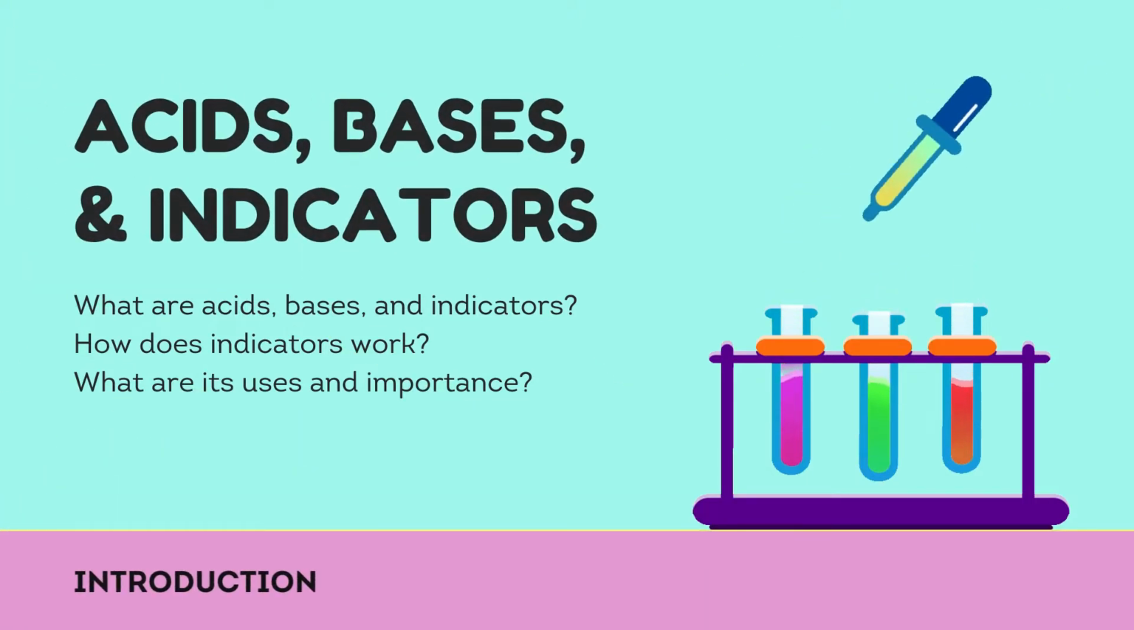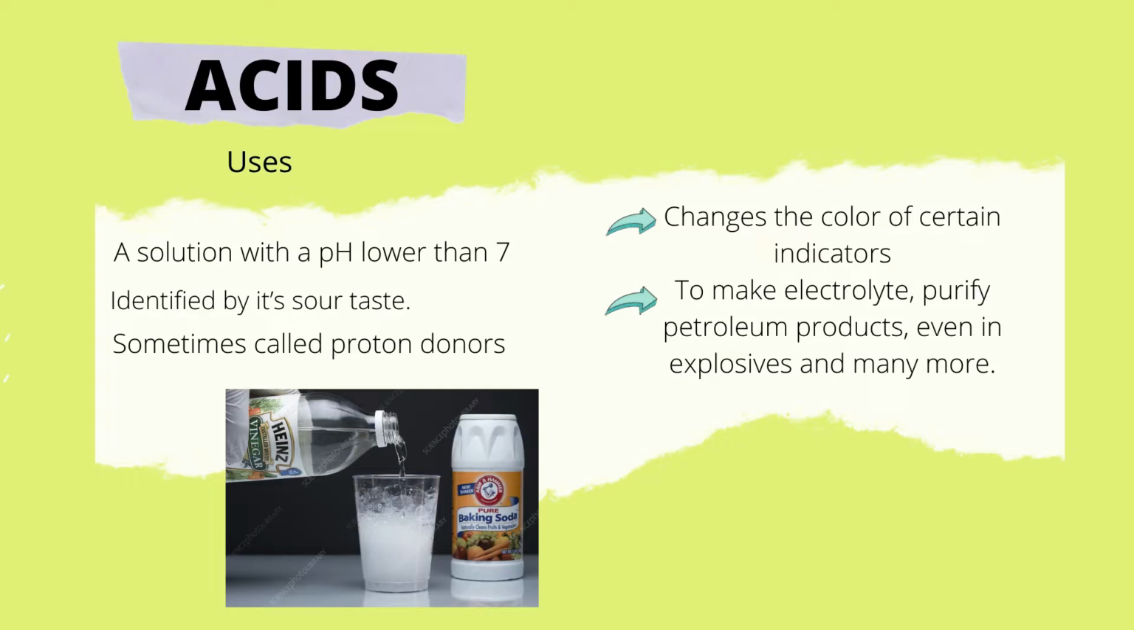Before we carry out the experiment of eggplant peel pH indicator, let's discuss and recall what acids, bases, and indicators are. Also, how indicators function to tell the acidity or basicity of a substance, and what are the uses and importance of acids. These are solutions with a pH lower than 7 and identified by their sour taste.